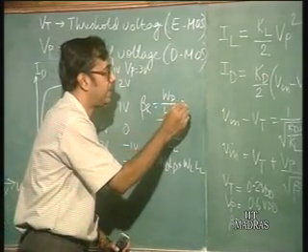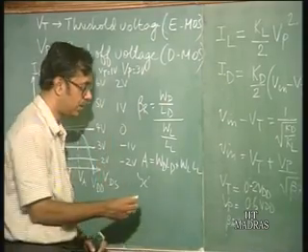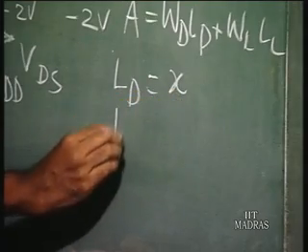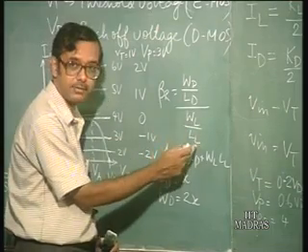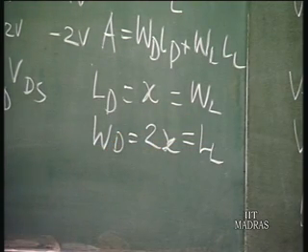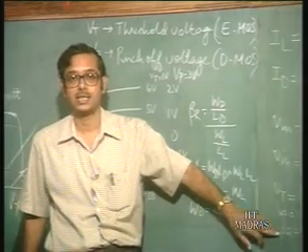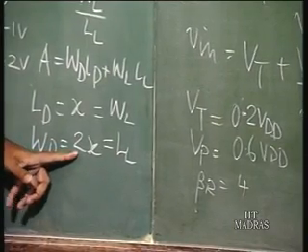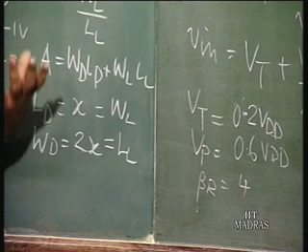So basically what you have is WD by LD. If X is the minimum dimension in the device in your technology, you would have LD equal to X, WD equal to twice X, and since you want WL by LL to be half, WL will be X and LL will be twice X. If you make beta R equal to 16, this would remain X, but WD and LL will become 4X, then it will give you 16. So you require more area, it is taking up more area.